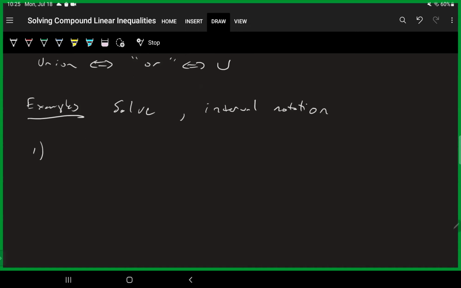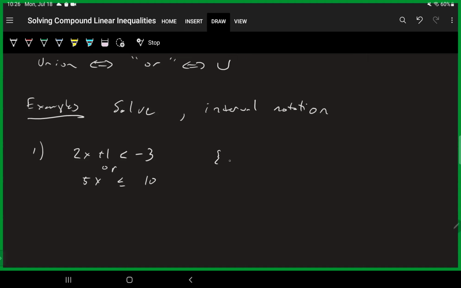Let's look at 2x plus 1 is less than -3, and 5x is less than or equal to 10. And I want "or" to be the statement in between. Okay, so if I'm asked to solve this statement, sometimes you might see people put curly brackets around the inequalities, and that's fine. That just means it's a set. You might actually see this.